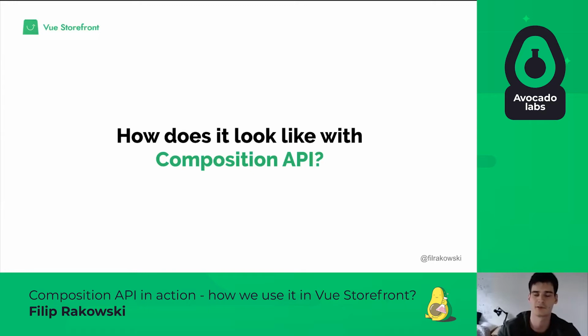Okay, so we know how it looks right now with Vue 2 and Options API. Is Composition API bringing something new? Does it solve these issues? What does it solve? Let's find out.